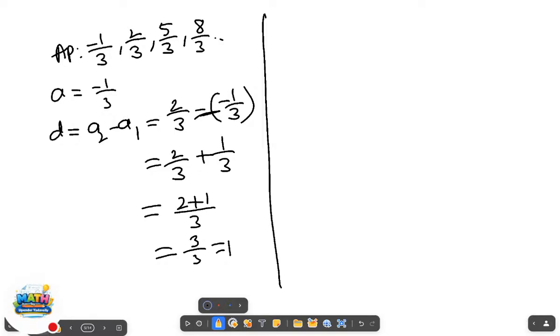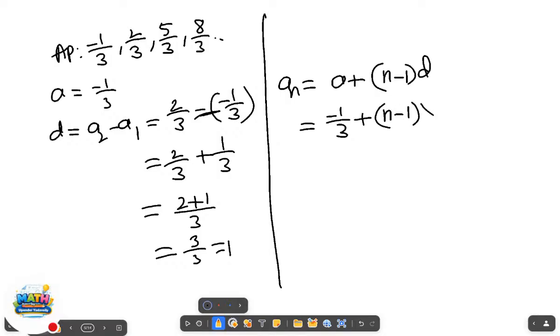So we need to find the nth term, right? So what is the nth term formula? An is equal to a plus n minus 1 into common difference. So a value is minus 1 by 3, n value we don't know, common difference is 1. Now it is equal to minus 1 by 3 plus n minus 1 into 1, which is n minus 1 only. Here denominator is 3, here denominator is 1.